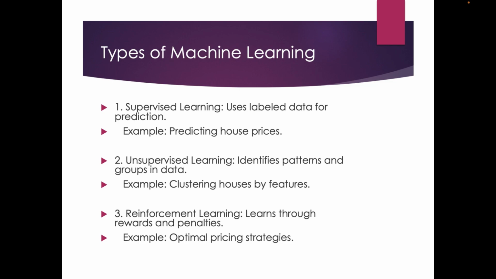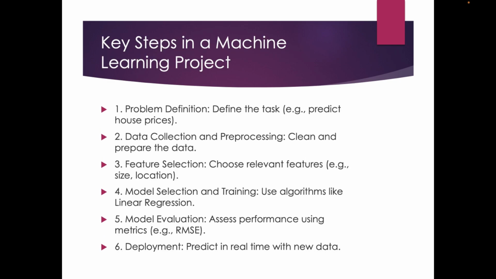Now, the third type is reinforcement learning. This type works through trial and error. The model takes action in an environment and learns based on rewards or penalties. For example, in the context of real estate, reinforcement learning could be used to recommend optimal pricing strategies based on marketing behavior and feedback.